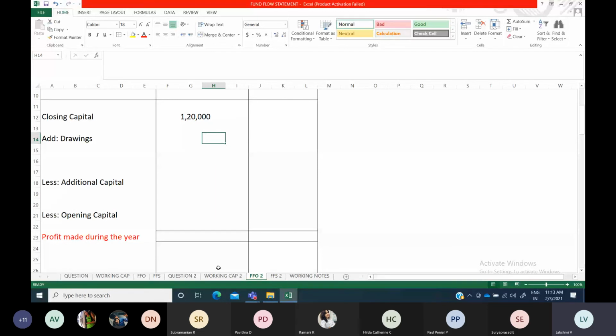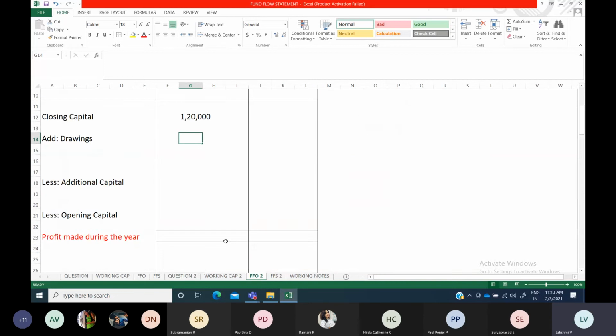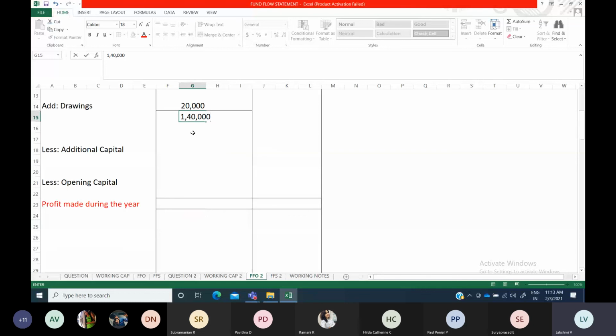So here you have to mention the drawings amount. 20,000 has been given, so you take 20,000 and mention it here. Since there is a calculation, I have not entered the amount in the second column, or else you can go to the second column and write. So 1,20,000 plus 20,000, the amount you will be getting is 1,40,000.